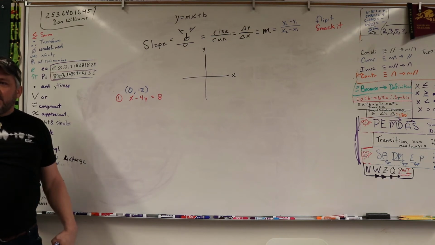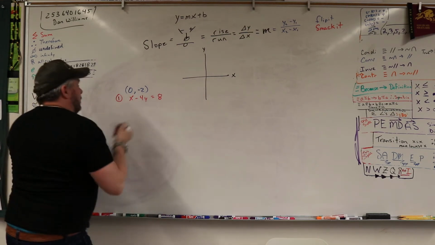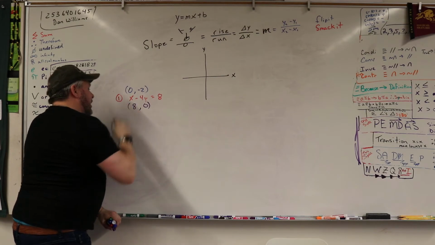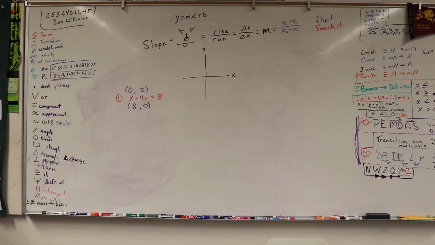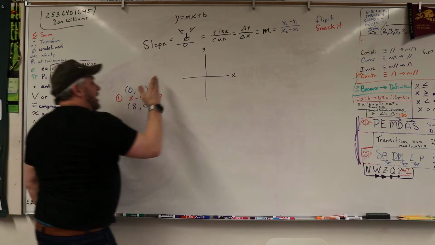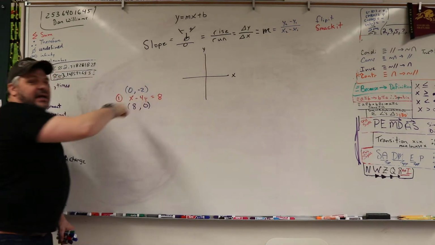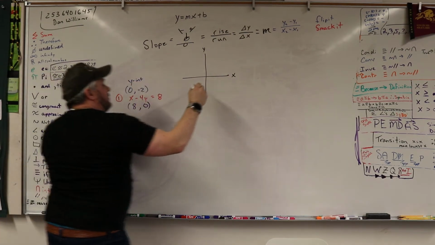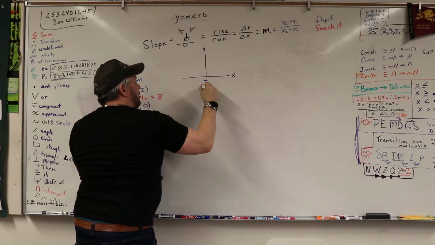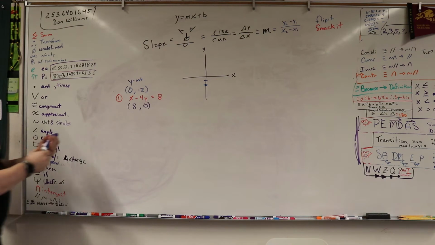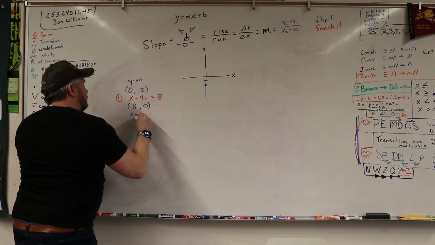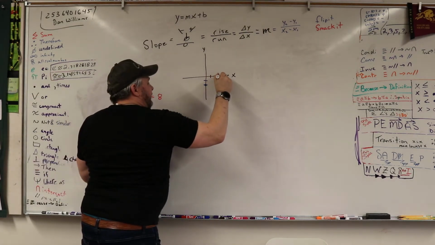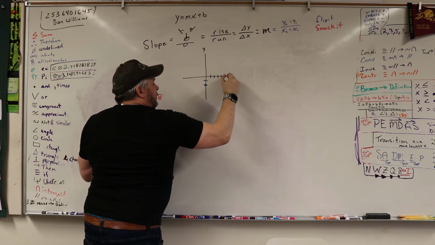If I plugged in a 0 for y, well then x is just equal to 8. And that's a real easy way to be able to plot it. 0 in the x direction means I'm on the y-axis. That is the y-intercept, negative 2. The y-intercept at negative 2. The x-intercept is where? 8. 1, 2, 3, 4, 5, 6, 7, 8.